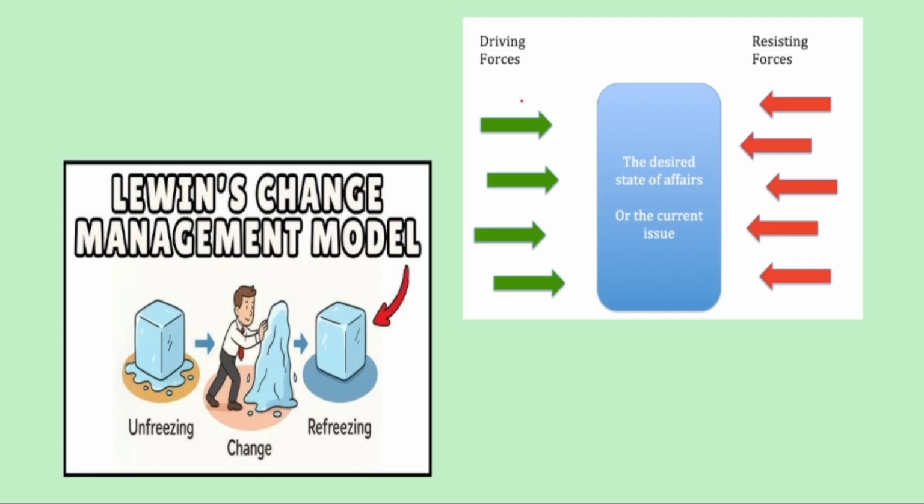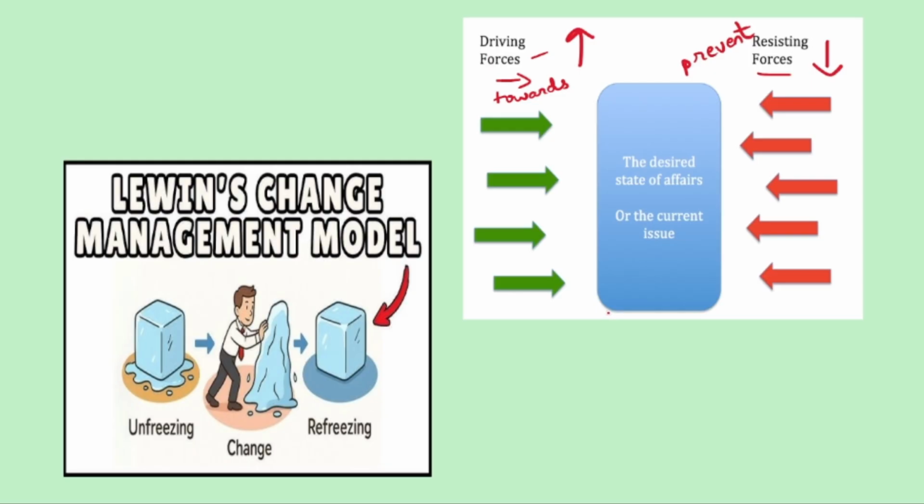So there are two building blocks of this change theory. One is driving forces, means those forces which drive you towards the change. These forces take you towards the change. Another is resisting forces. These forces prevent you. So resisting forces have to be reduced, driving forces have to be increased. So the manager has to balance both.